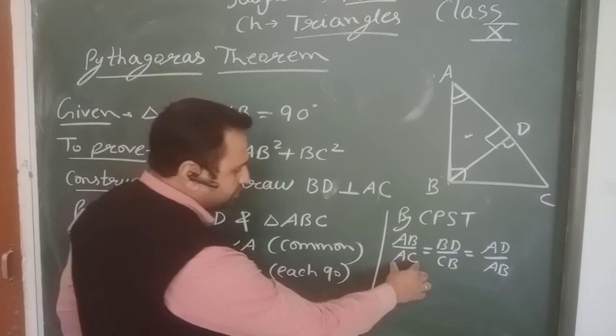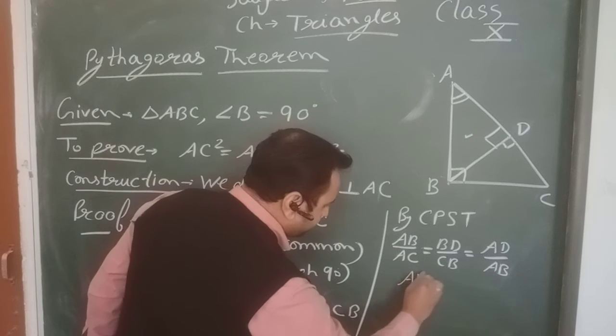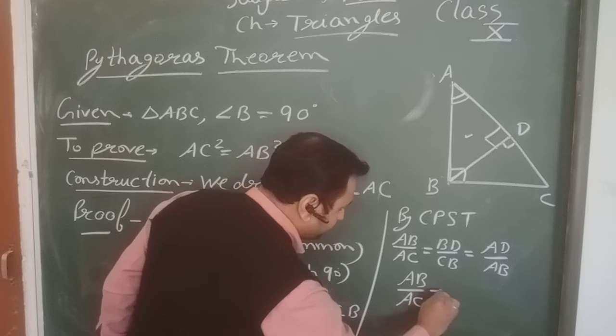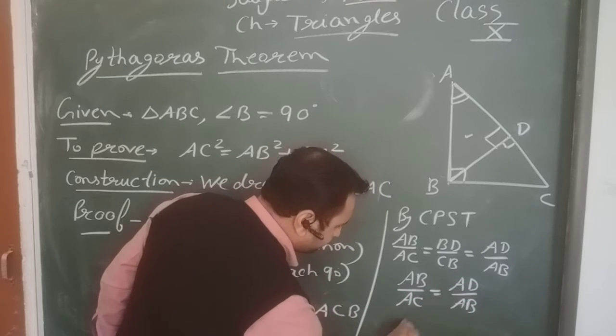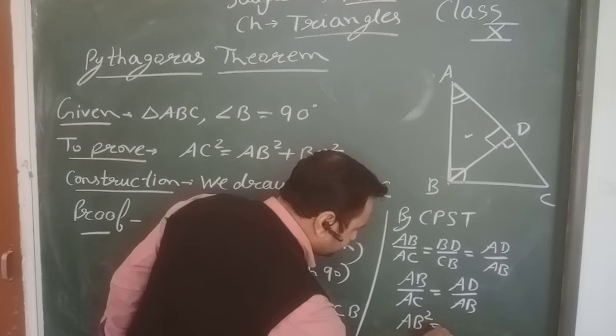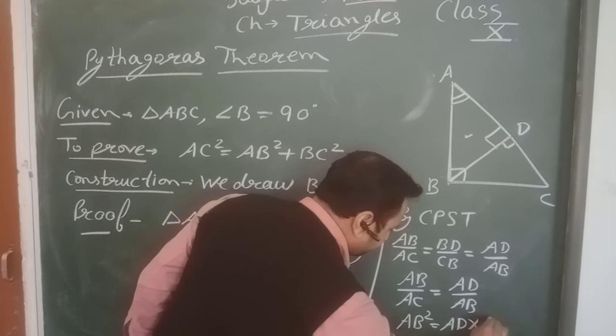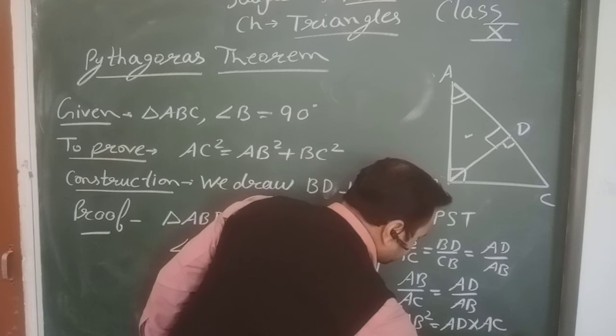Now we use these two ratios. AB upon AC is equal to AD upon AB, and after cross multiplying, AB square equal to AD multiply AC. Equation number 1.